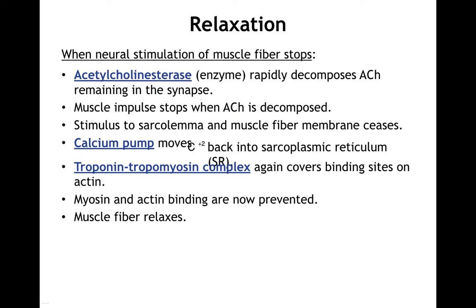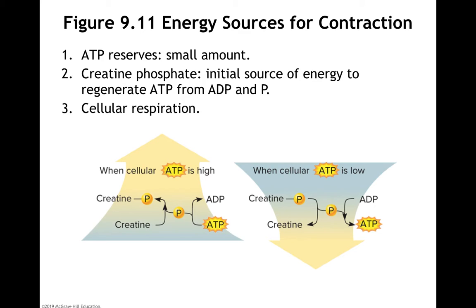When neural stimulation of muscle fibers stops, there are enzymes such as acetylcholinesterase that rapidly decompose acetylcholine in the synapse. The muscle stops when acetylcholine is no longer stimulating those receptors. The stimulus to the sarcolemma and muscle fiber ceases, and calcium is actively pumped back into the sarcoplasmic reticulum. And the troponin-tropomyosin complex covers the binding sites on actin, so myosin and actin can't bind, and the muscle fiber then relaxes.